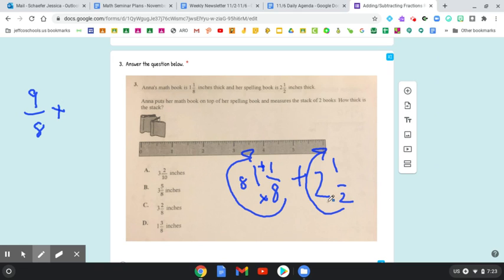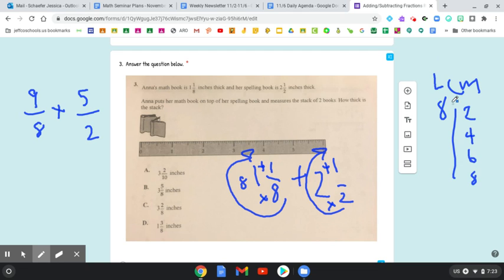plus, I'm going to do the same thing on this side. Multiply on the bottom, add on the top. 2 times 2 is 4, plus 1 more is 5. And I'm going to keep my halves, my 2 on the bottom. All right, now I need my LCM. I need an LCM with 8 and 2. 2s are going to go 2, 4, 6, 8. 8 is eventually going to be my common denominator because it's my LCM. So I'm going to rewrite my fractions with 8s in the bottom.